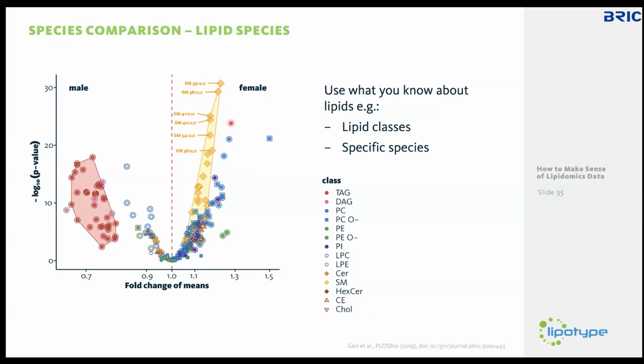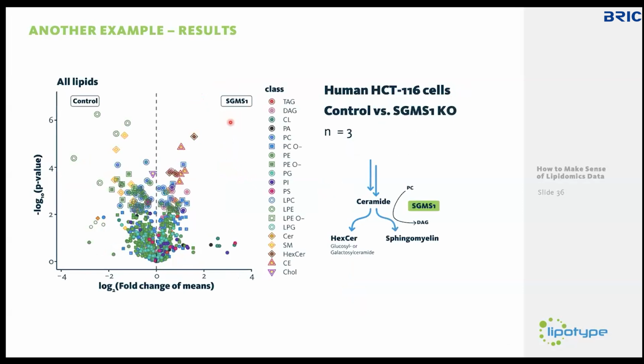Jumping gears, looking at another volcano plot. This is a knockout sample where we have a control and a sphingomyelin synthase knockout on the right-hand side. Sphingomyelin synthase creates sphingomyelin from ceramide using a PC and chucking out a DAG. And with a keen eye, you might see that there are sphingomyelins here on the control side which are higher, which makes a lot of sense. But if you're not exactly knowing what you're looking for, it might be a bit challenging to find it within the sea of individual changes.